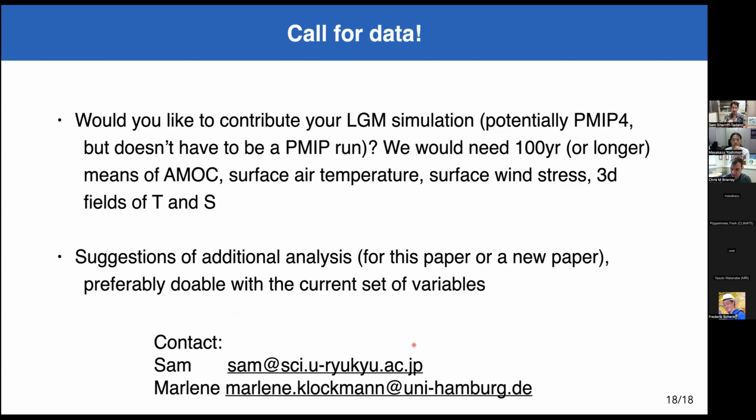Last but not least, we're trying to write up a paper and we're still looking for some data that can be included. It doesn't have to be a proper LGM PMIP run. It could be from one of the deglaciation runs. If you're interested, all we need is 100-year or longer means of AMOC, surface air temperature, wind, and three-dimensional oceanic temperature and salinity to calculate the density field.